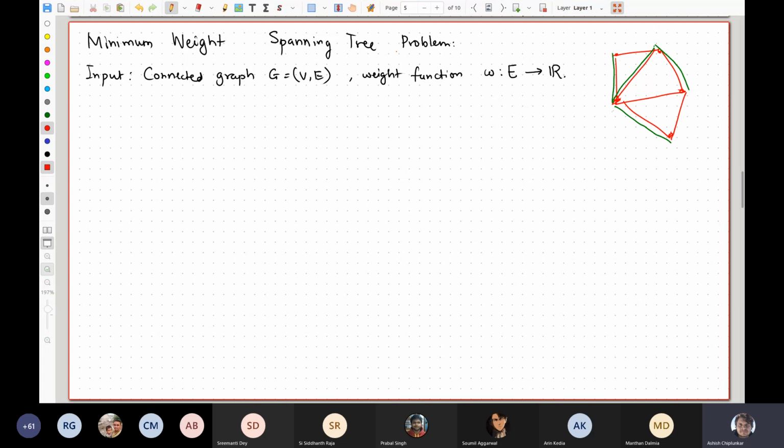Okay, so what is the minimum spanning tree problem? You are given a connected graph G, and you are given a weight associated with every edge. So now you want to output a spanning tree of G with minimum weight, where the weight of a tree is the sum of the weights of the edges in the tree.